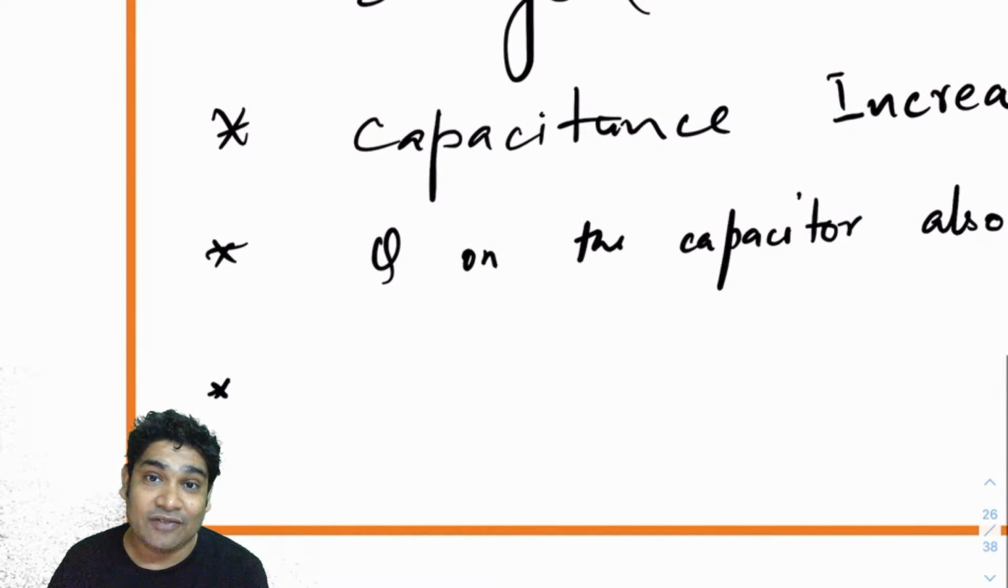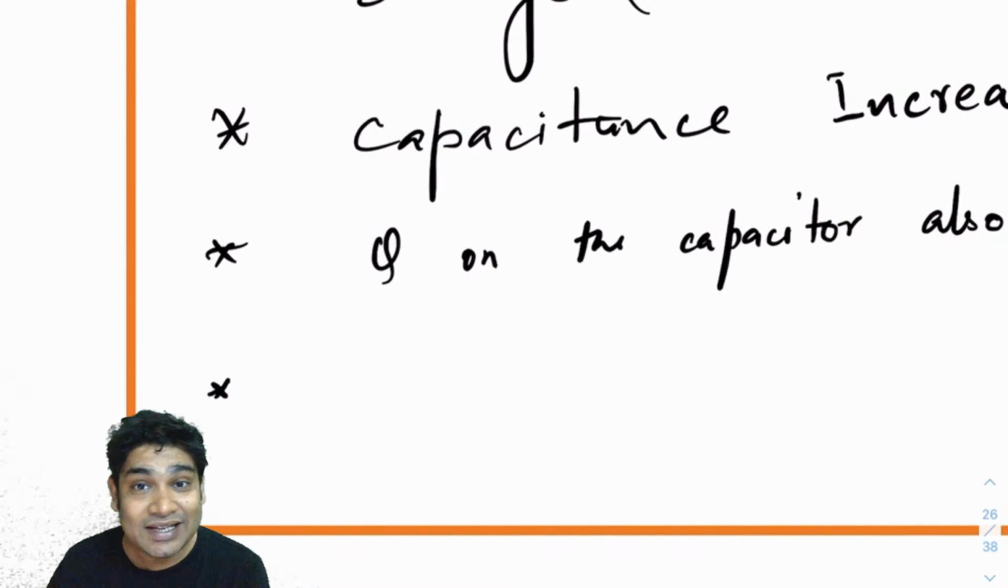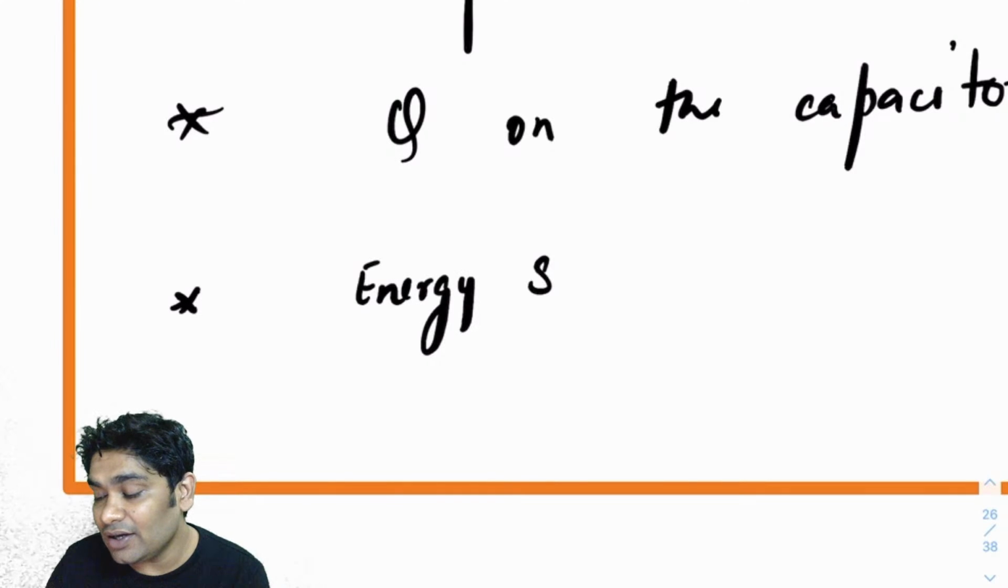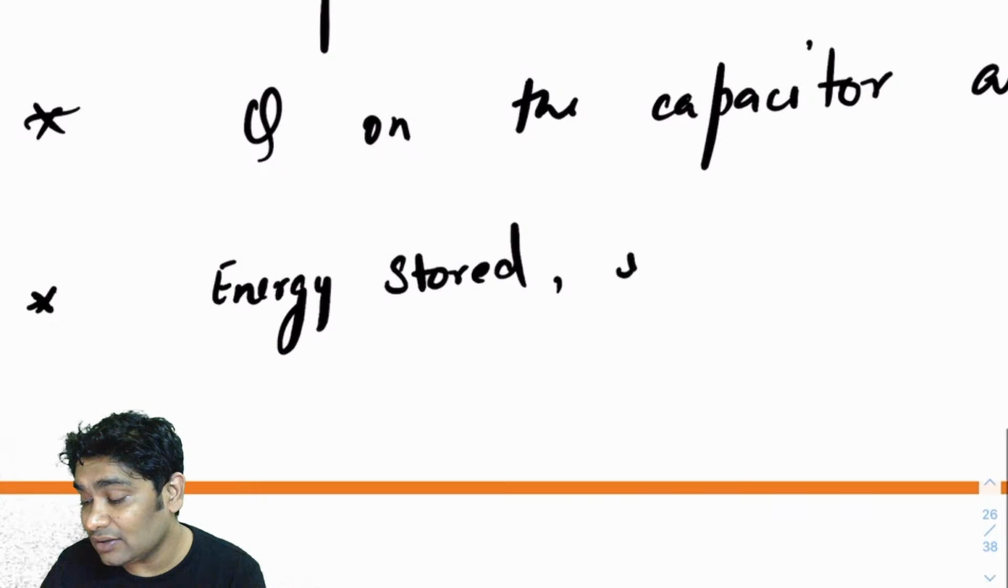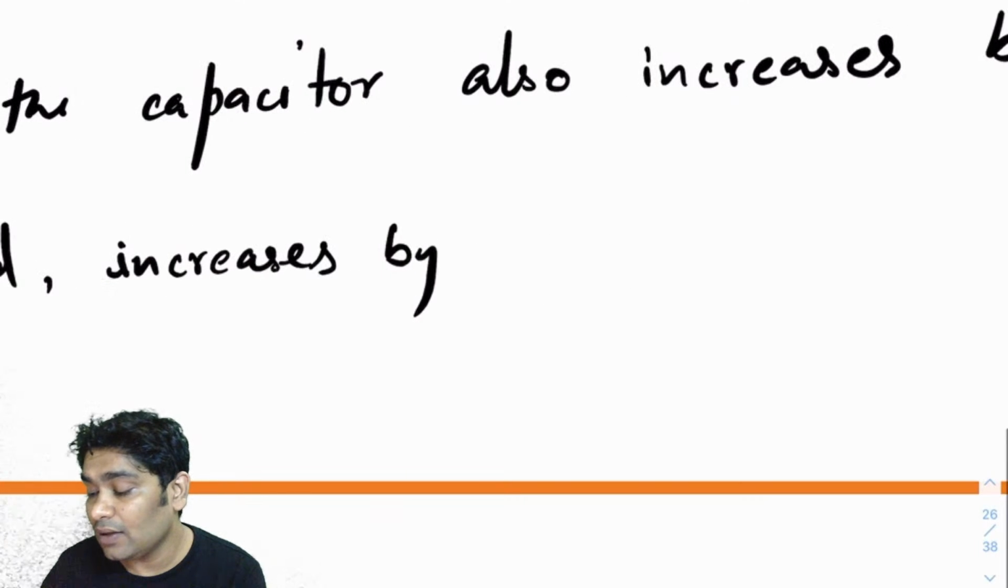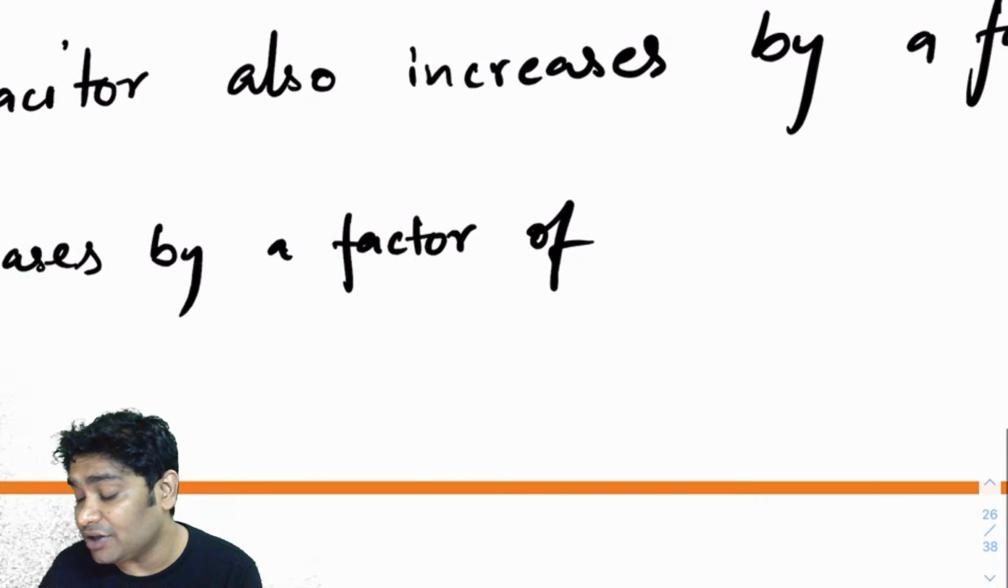Why? Because the energy is half CV squared. V remains the same, C becomes K times higher. So the energy stored increases by a factor of K. It becomes K times the original energy stored.